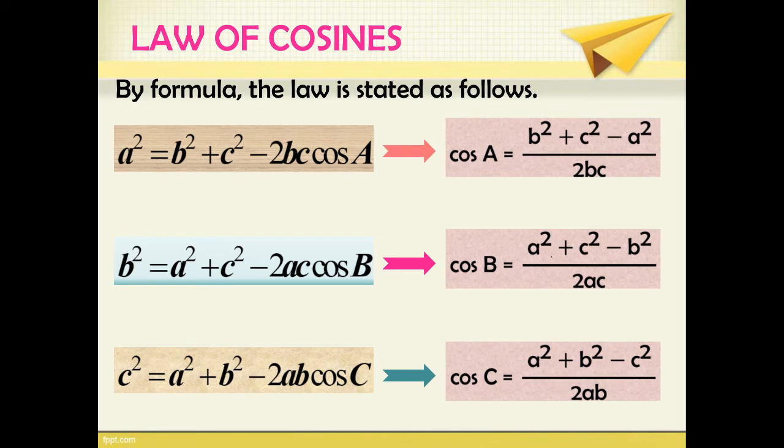Now just take note of the pattern so that you can easily memorize these formulas. Now, if we have the formula for cosine A, then we can already solve for the measure of angle A. How do we do that? By using the inverse functions. Okay.